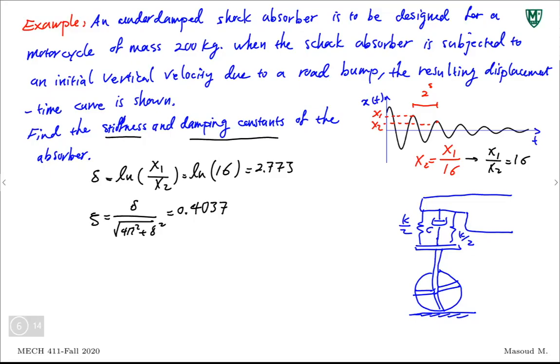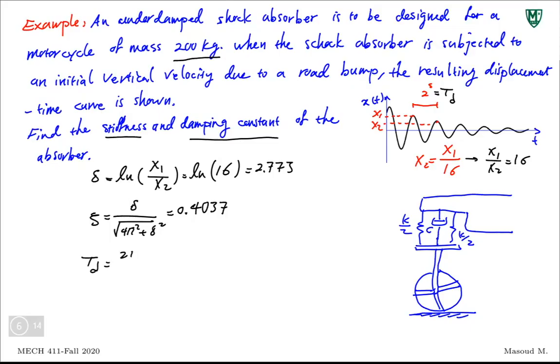I have to find those two. So to do that, I'm going to use another piece of information I'm given. I'm given the value of time period too. So I can use that to find the natural frequency. Once I know the natural frequency, I can find critical damping. Once I know critical damping, zeta is nothing but C over C critical, so I can find C. And knowing natural frequency, I can also find the stiffness because I know the mass. It's 200 kilograms.